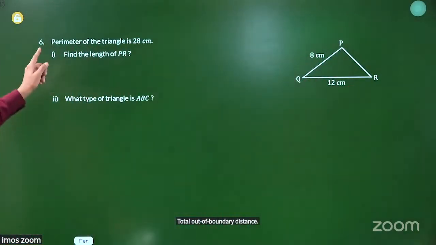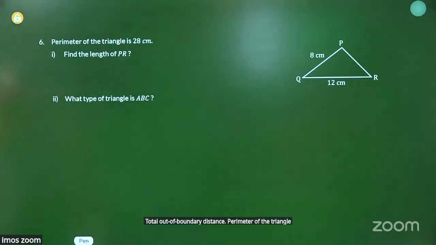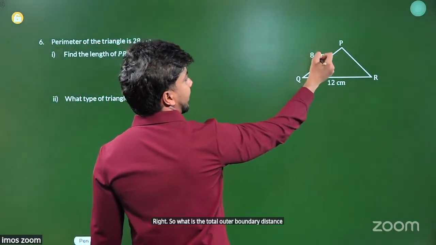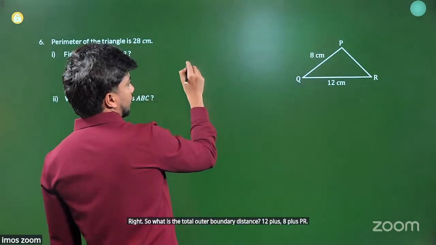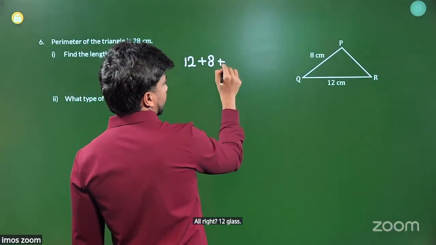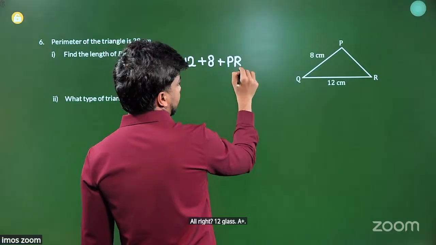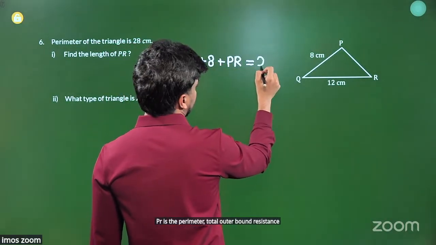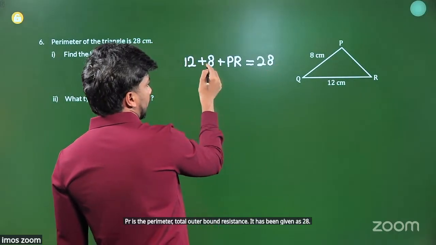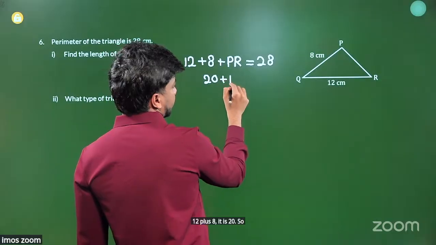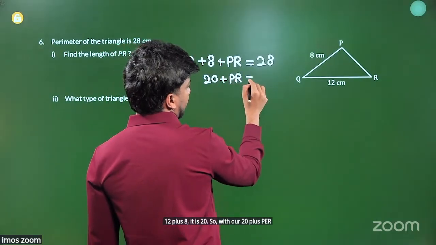Now see, the perimeter of the triangle has been given. We need to find the PR. So what is the total outer boundary distance? 12 plus 8 plus PR. The perimeter, total outer boundary distance, has been given as 28. 12 plus 8 is 20. So 20 plus PR is 28.